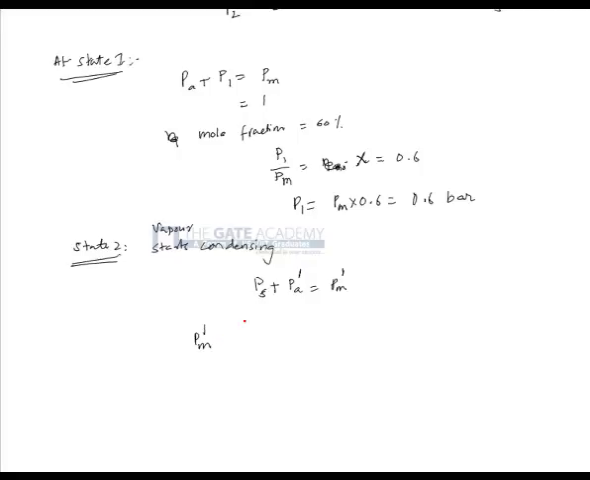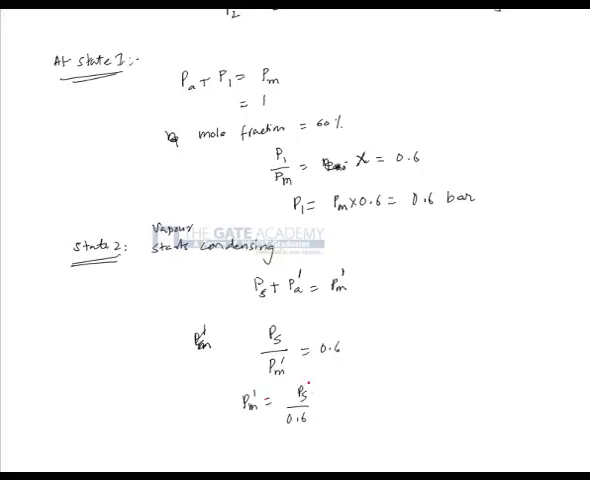I know that the mole fraction just at the onset will be the same. At the onset of condensation it will be the same. So my vapor pressure, which is PS, by my mixture pressure, which is PM dash, will again be the mole fraction, which is 0.6. So I need to find out PM dash. So PM dash is PS by 0.6.